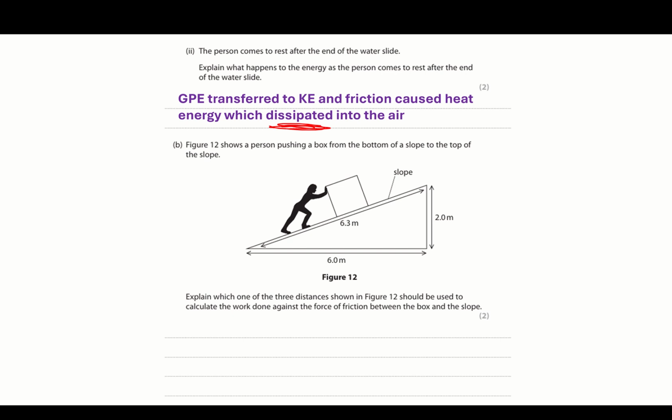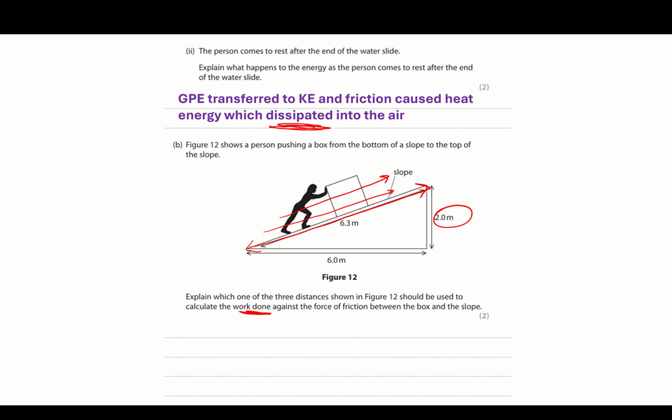Okay, a person's pushing a box up a slope. So they're pushing that box up that slope. Explain which one of the three distances shown should be used to calculate the work done. Now, if I was calculating the GPE, I'd just want that one. But my work, if they're pushing it up this slope, equals the force times the distance up the slope. They're having to do work all the way along this hypotenuse here.